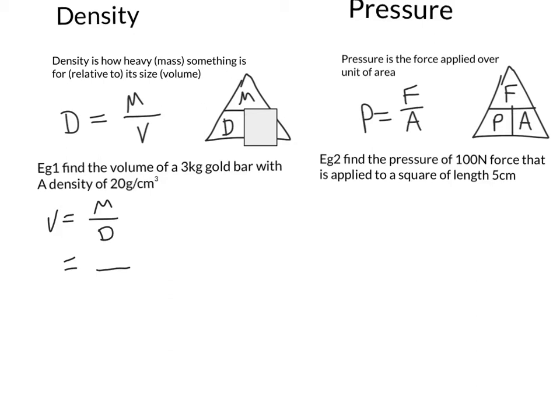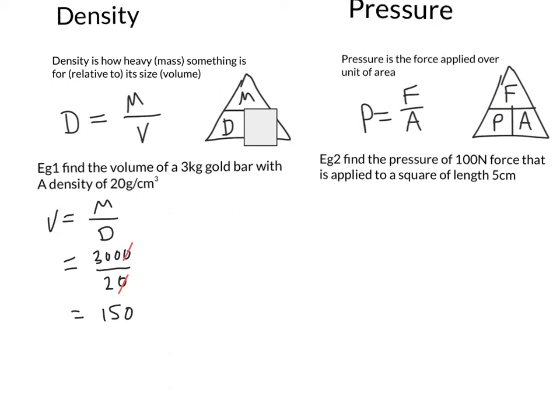You've got to be really careful to check that the units are consistent. We can't just divide any number by any other number. So if the density is in grams per centimeter cubed, we're best to keep this in grams as well. So the mass would be 3,000 grams, and then the density is 20 grams per centimeter cubed. If we're doing that non-calculator, I would divide 3 by 10, then 300 divided by 2 is 150.